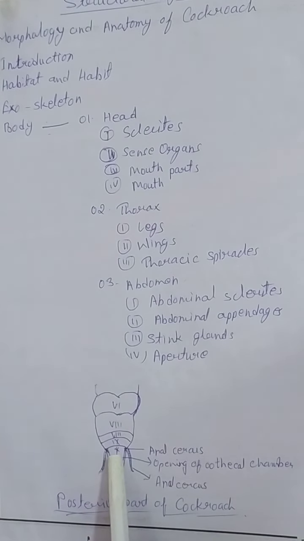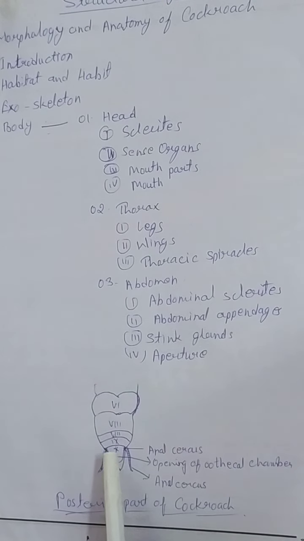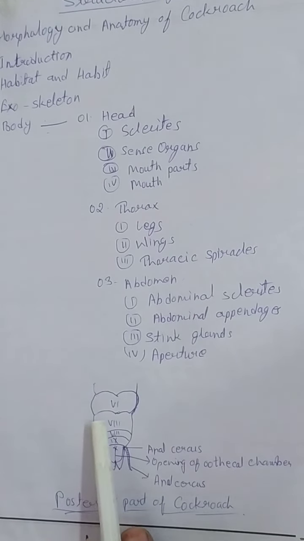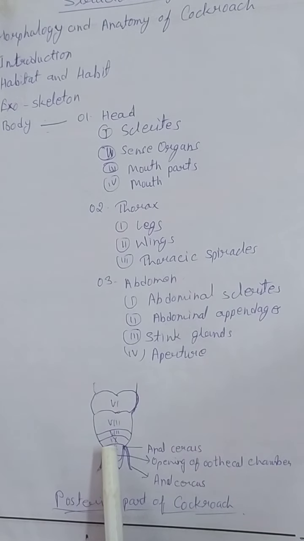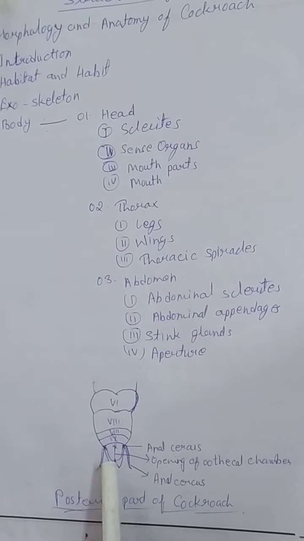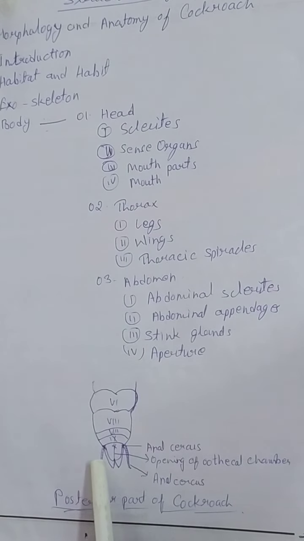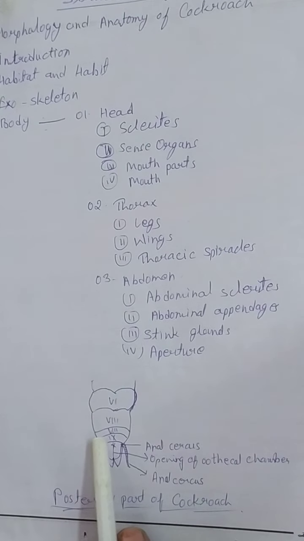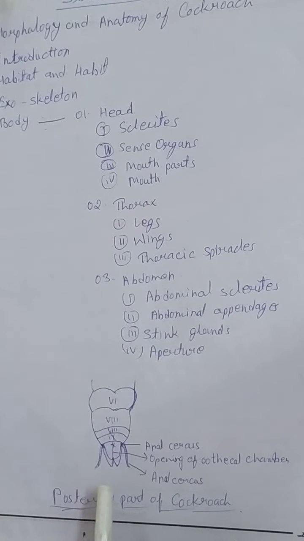In female, the seventh sternum is boat shaped, and together with the eighth and ninth sterna it forms a genital pouch, which is divided into genital chamber in front and vestibulum behind.